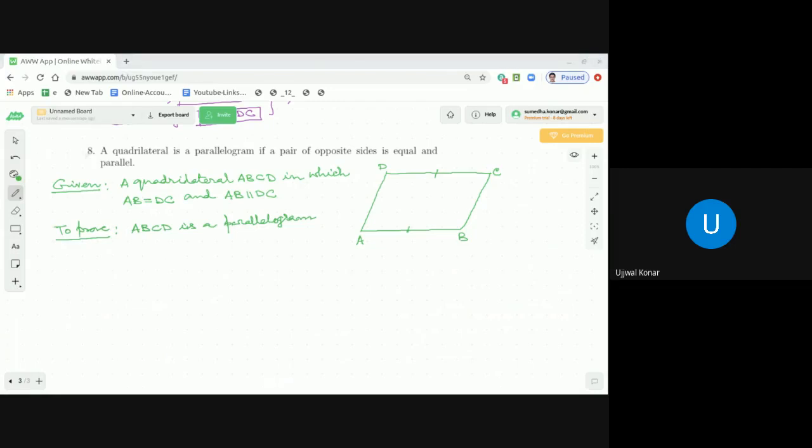Now, to prove that one, dear students, I need to make a small construction, and that construction is that I need to just join AC. So what is the construction? Dear students, the way I'm writing, exactly this is the way you need to write when this proof comes in the exam. So I'm just going to join AC. Okay.